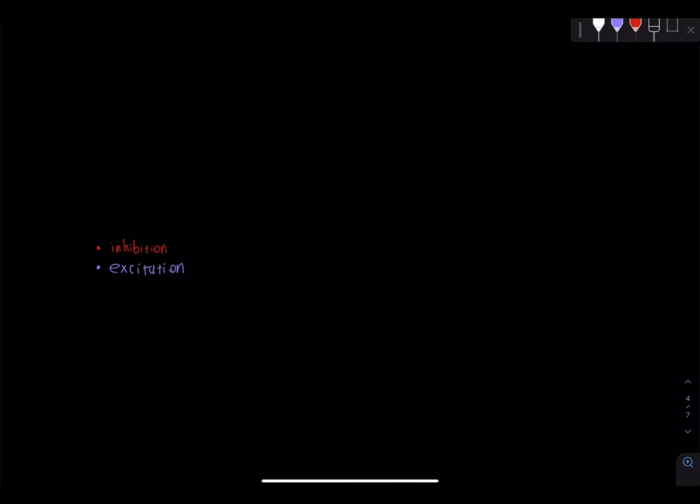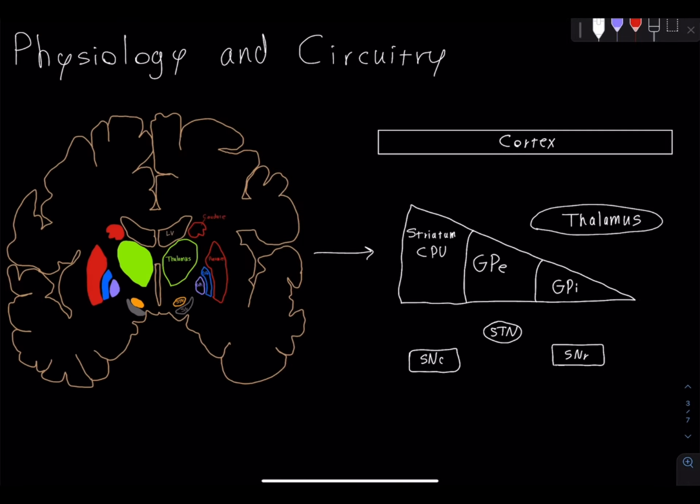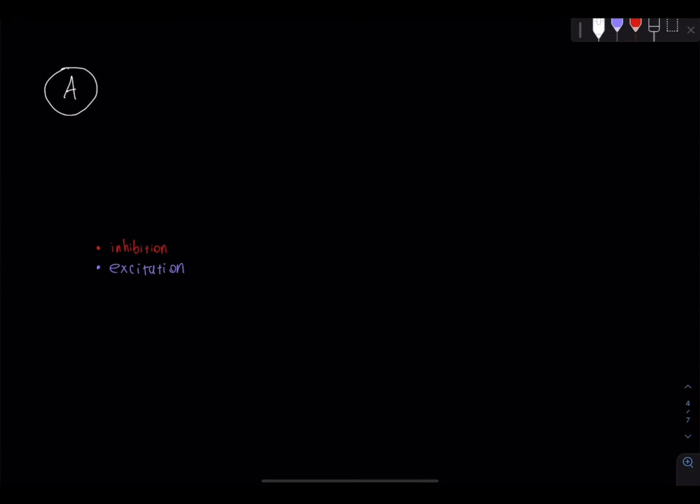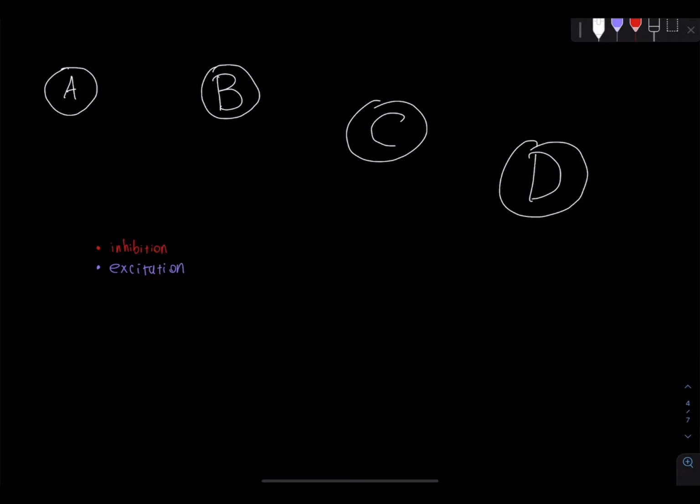So before we talk about this, I want to go over an important principle, because if I don't, we'll make the rest of this very complicated. Let's say that you have a nucleus here, right? It can be any of the nuclei above. Just take it as a generic nucleus. And let's say we have A, B, C, and D. Now, if I go ahead and excite B, but let's say that B sends inhibitory projections to C. Okay? And then C also sends inhibitory projections to D.